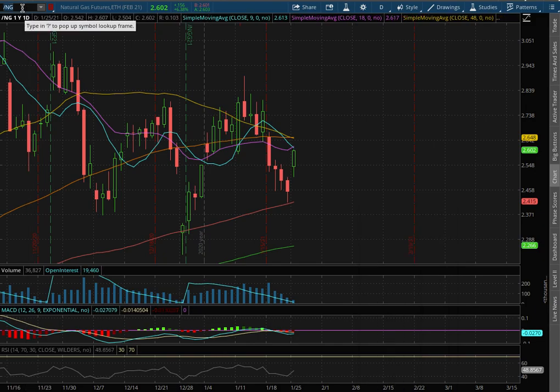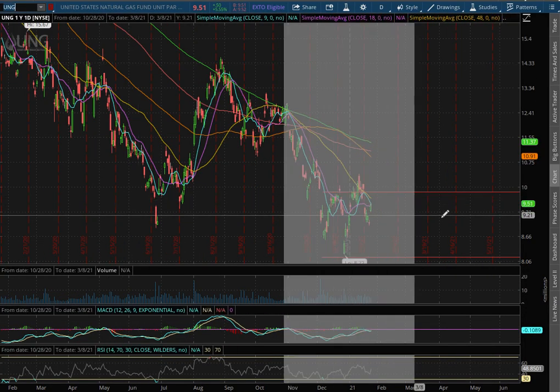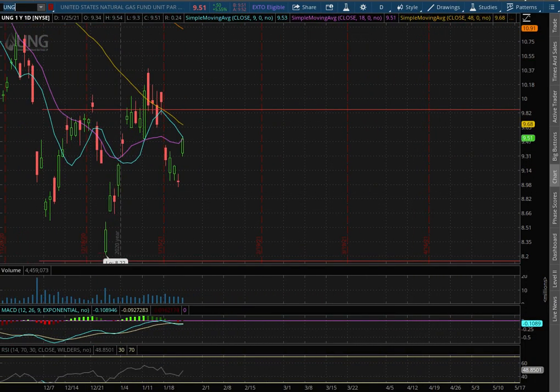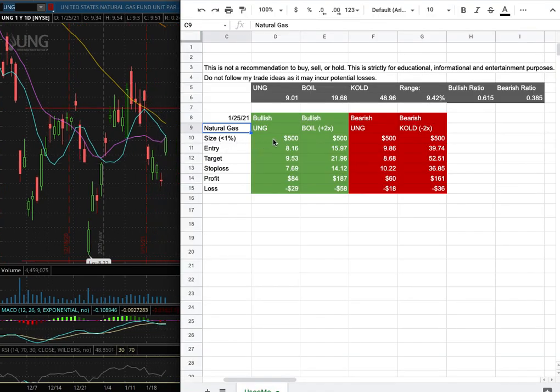And as for the trade idea of the week, I'll be trading UNG, and my position size is less than 1% in my portfolio. My long entry is at $8.16, and that is this range here. My sell target for it is at $9.53. My stop loss is at $7.69.